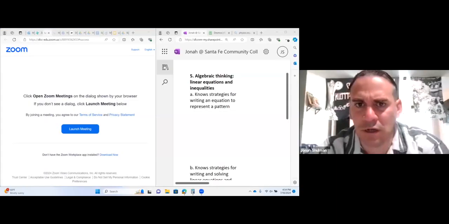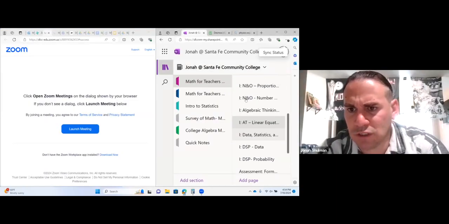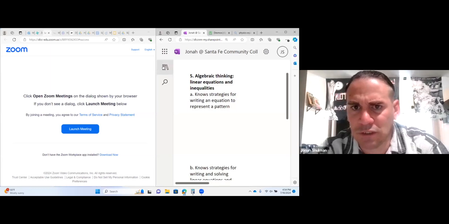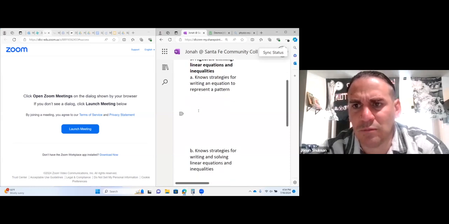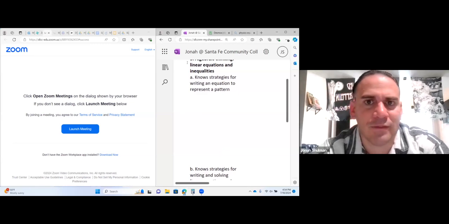So I'm sharing my screen, if it lets me. There we go. Again, this is math for teachers, instruction, algebra, linear equations, and we're here for 5, which is called linear equations and inequalities. We'll do inequalities all for B, but basically this is just knowing a pattern, write the equation to represent that pattern. So this stuff comes up a ton.